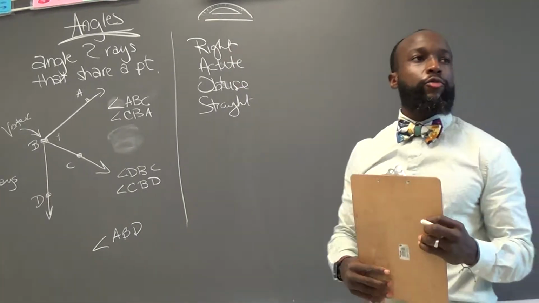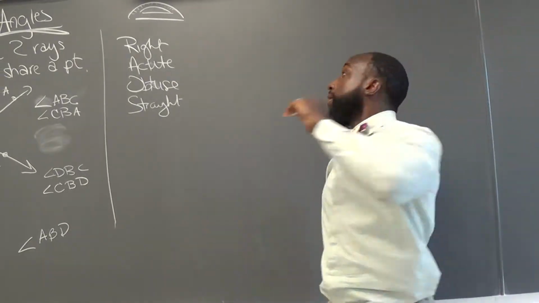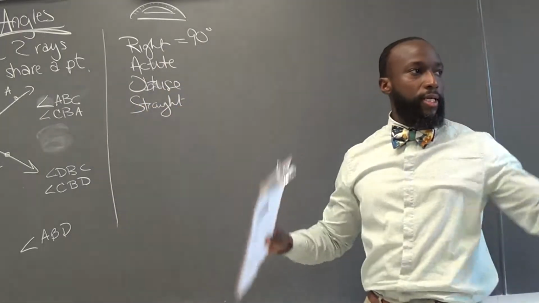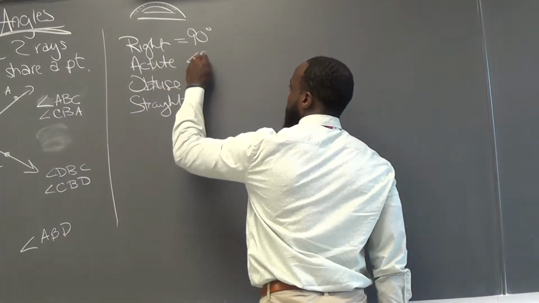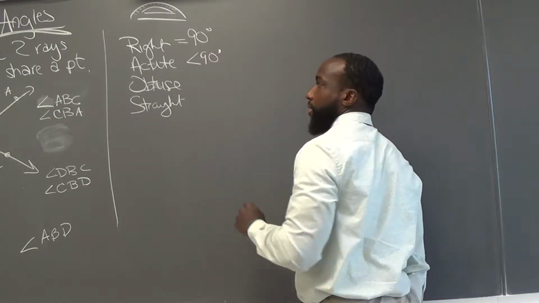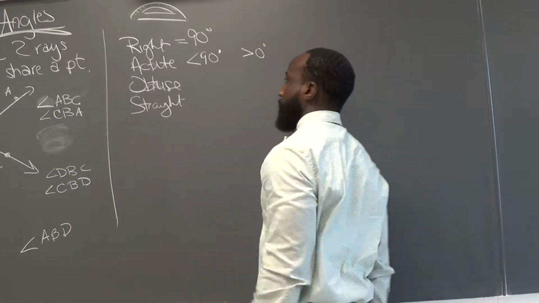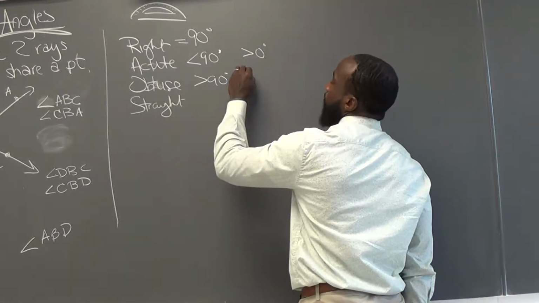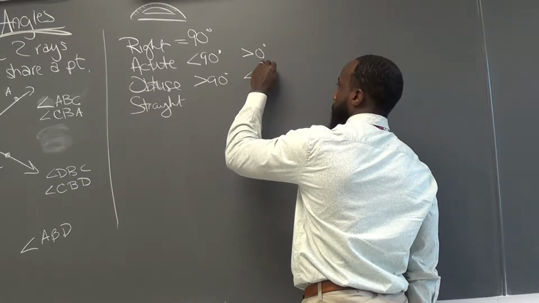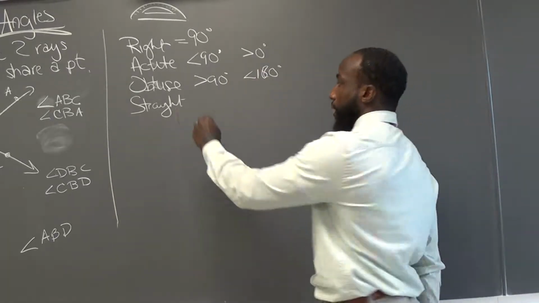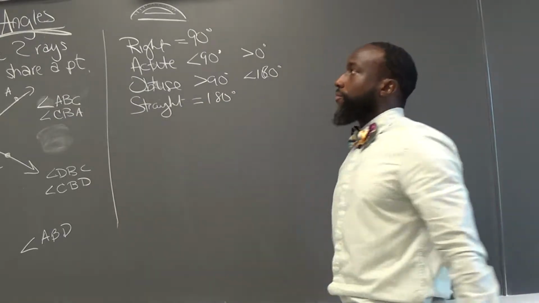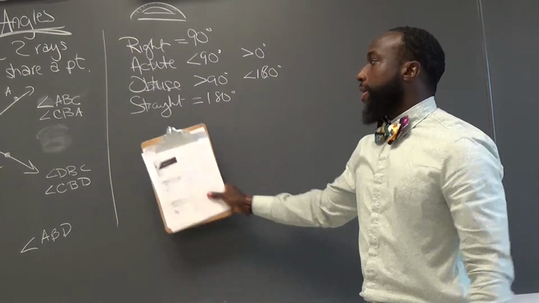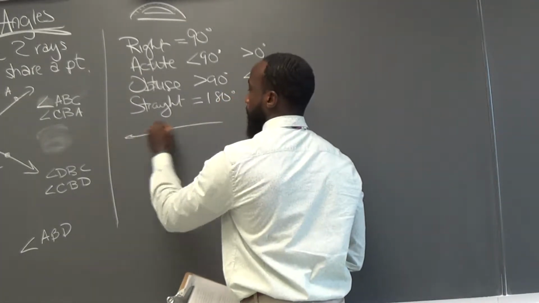A right angle. What's the rule for a right angle? 90 degrees. It equals 90 degrees. An acute angle is less than 90 degrees, but more than 0. Obtuse is greater than 90 and less than 180. And then a straight angle equals 180. Remember that. We know a straight angle because it'll just be a straight line.